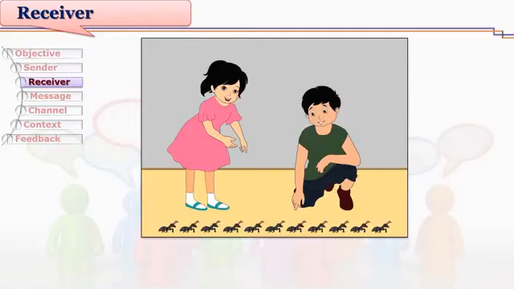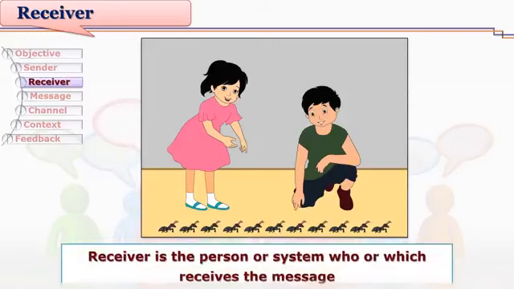See this picture. The girl is showing ants to her friend. The friend is astonished to see the ants walking in a queue. Here, the boy is the receiver of the message. The girl is talking to him and pointing out the queue of ants. So, the receiver is the person or maybe a system who or which receives the message. The message reaches the receiver after starting from the sender.